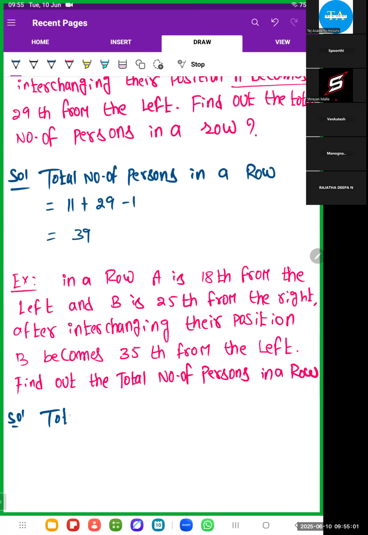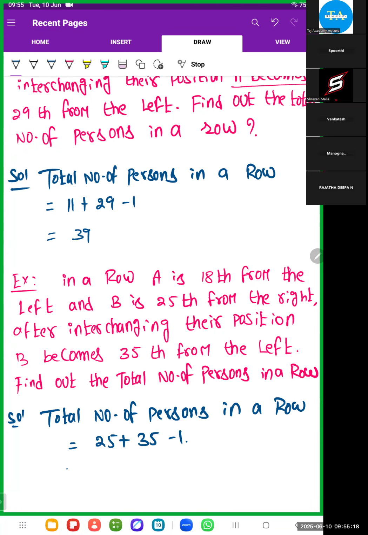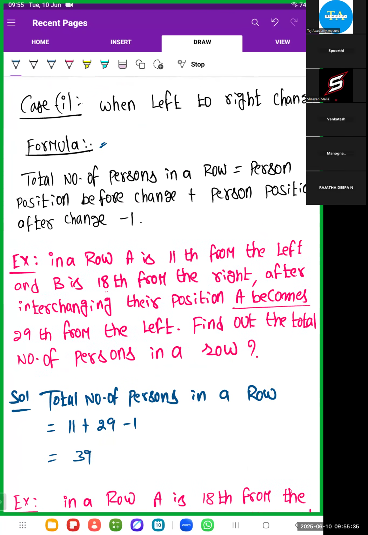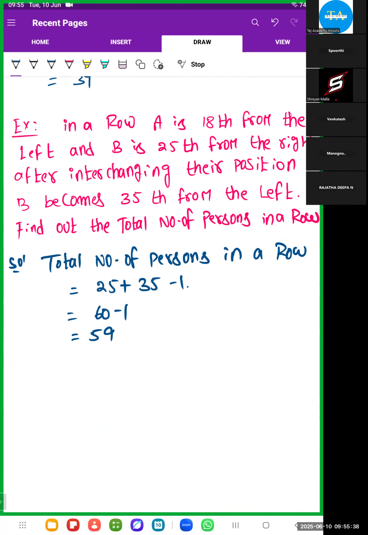Okay, so the total number of persons in a row is equal to B's 25th position plus the interchanged 35 minus 1. So 60 minus 1 is equal to 59 persons in a row. Any doubt? No, sir. Next, can we go for case 2?